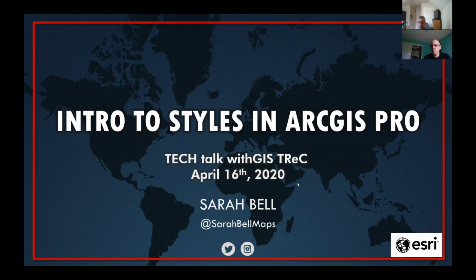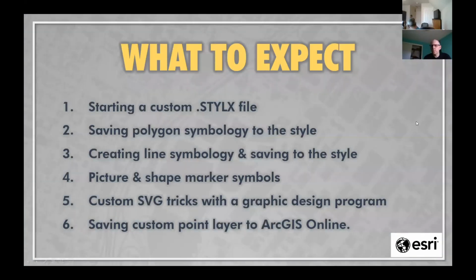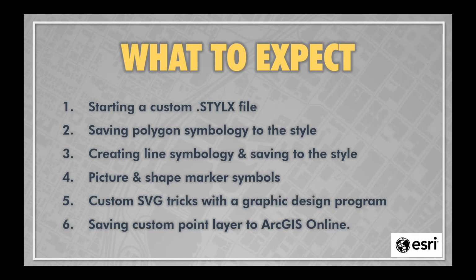And I also don't know how to advance a slide with everything that's open. Here we go. All right, so here's what to expect. We're gonna talk about starting a custom style in Pro, saving a polygon symbol to your custom style, creating a line symbology and saving that to the style.